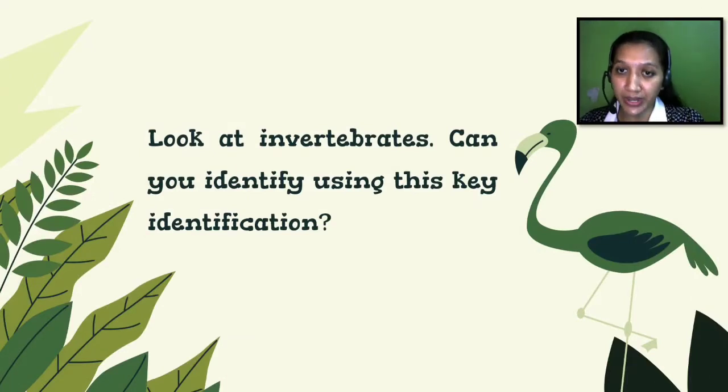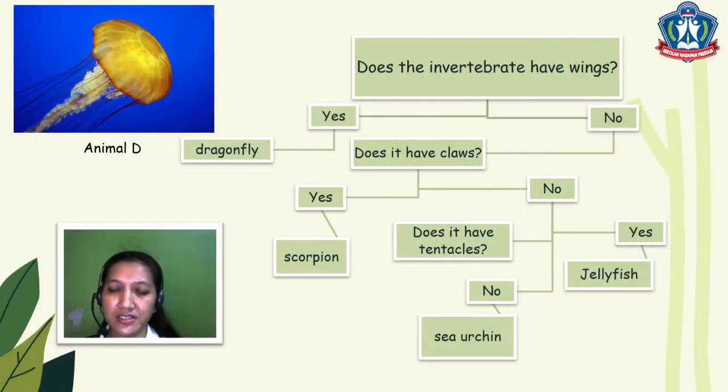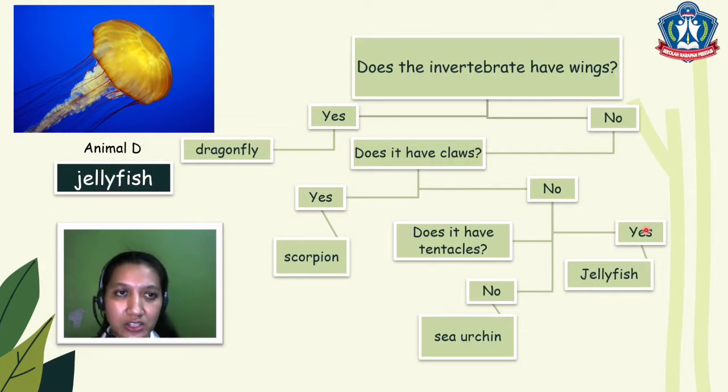Next, look at the invertebrates. Can you identify using this key identification? Now, friends, can you take a look for the identification key here? So can you guess what is the animal D? Let's start answering the question. Does the invertebrate have wings? The answer is no. Does it have claws? No. Next question, does it have tentacles? Yes. So what is the animal D here? Right, jellyfish.